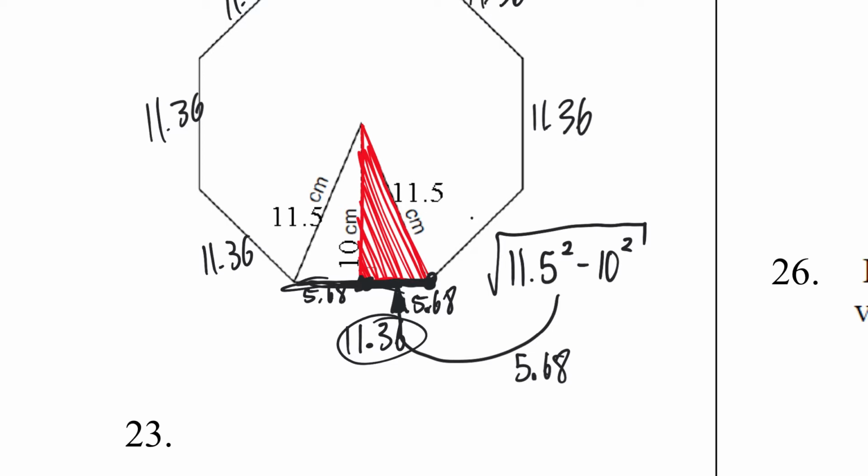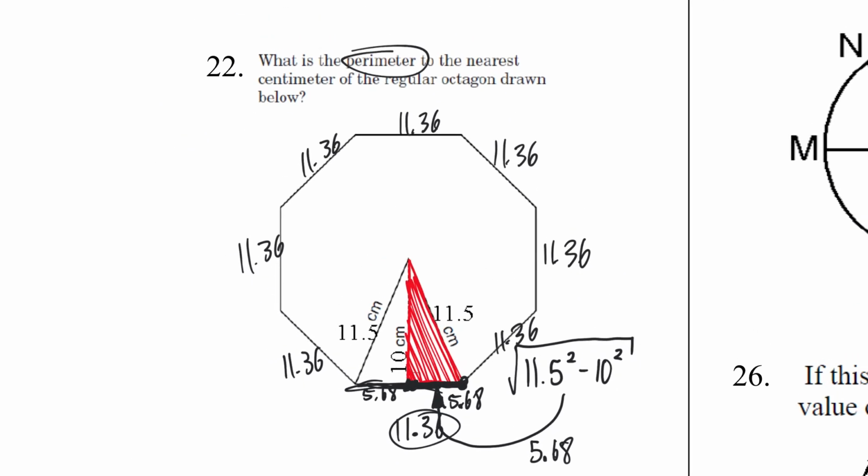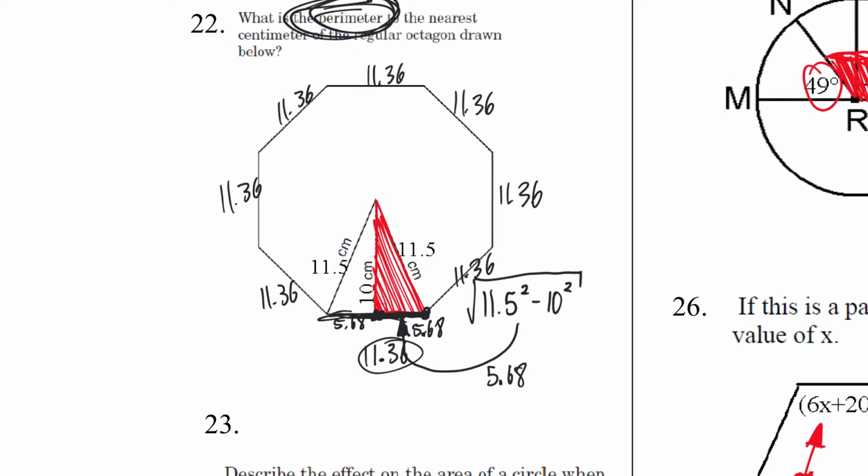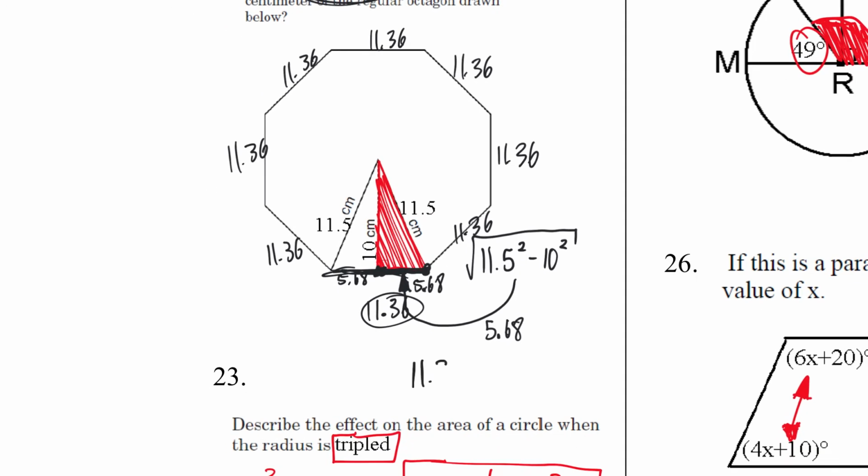Okay. So again, what you're trying to do here is find the perimeter. So we've got to do 11.36 times 8 sides. So 11.36 times 8. That's going to give you 90.88 centimeters.